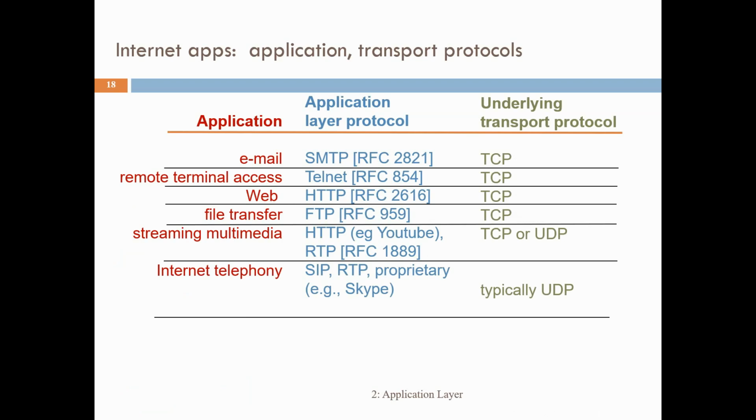And if we go back to some of our applications, now we can see what some of these applications typically use as the underlying transport protocol. For example, email and the web and file transfer typically all use TCP. Anything that requires a reliable delivery, they will use TCP. And here we have the application layer protocols like HTTP, FTP. FTP is the file transfer protocol. Anything that is real-time will typically use UDP.